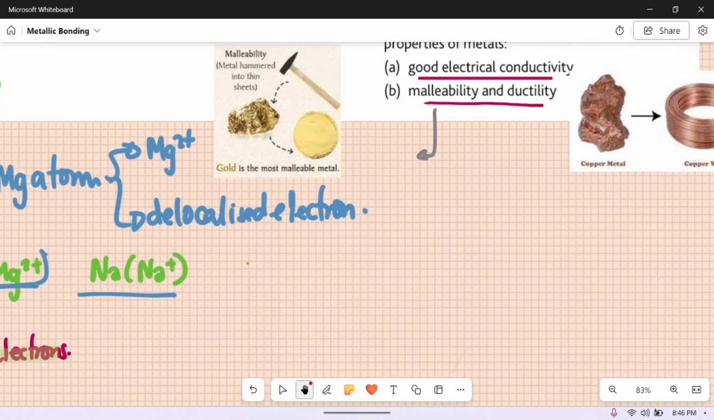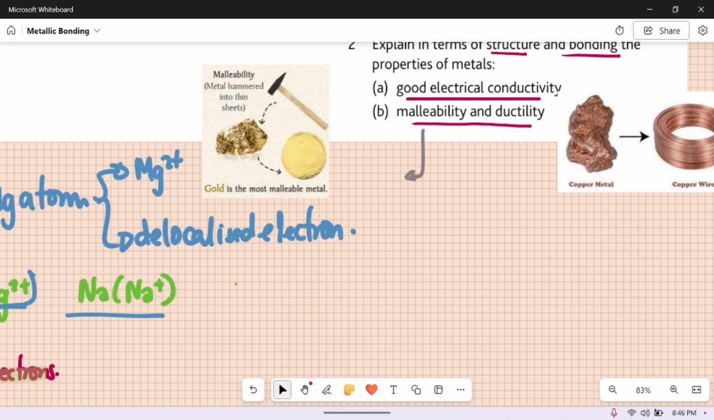So now let's look at malleability and ductility. So what does it mean that a metal is malleable? It means it can be hammered into thin sheets. And I have an example here for you. There's a big gold rock, or a nugget, and we've hammered it into a coin here. So it can be changed, it can be transformed. Whereas plastic, you can't really hammer it into something thin, can you?